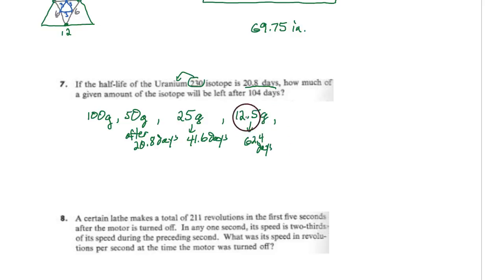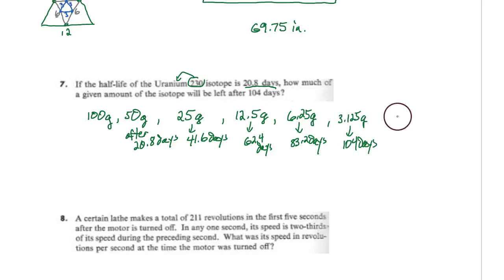20.8 days after that, there will be half of the 12.5, which is 6.25 grams. And in total, 83.2 days have gone by. 20.8 days after that, there will be half of the 6.25, which is 3.125. And in total, 104 days will have gone by.